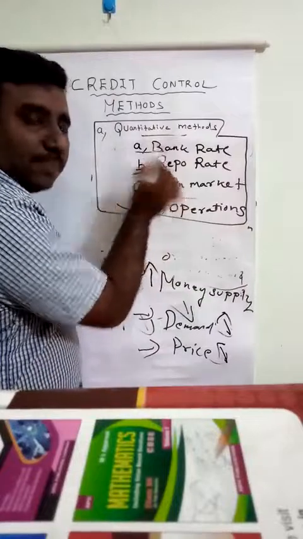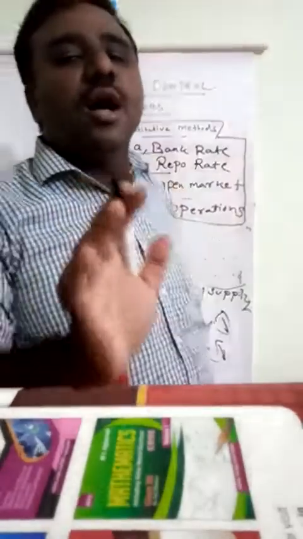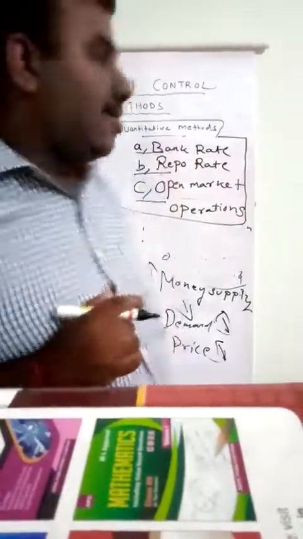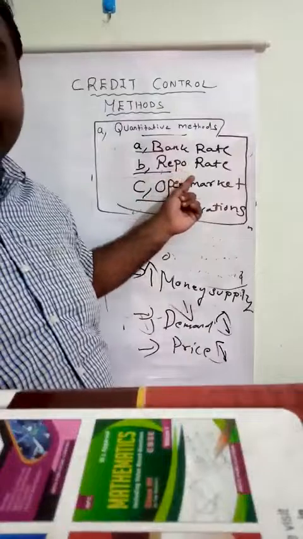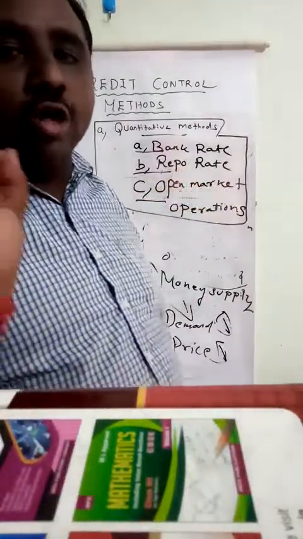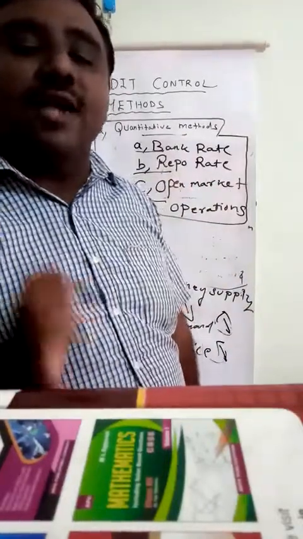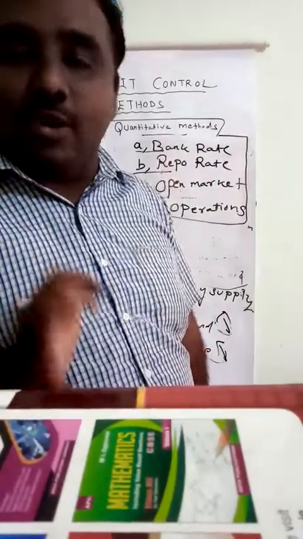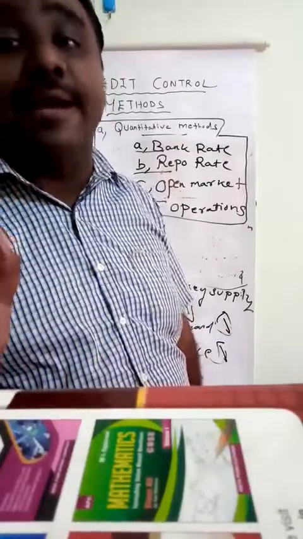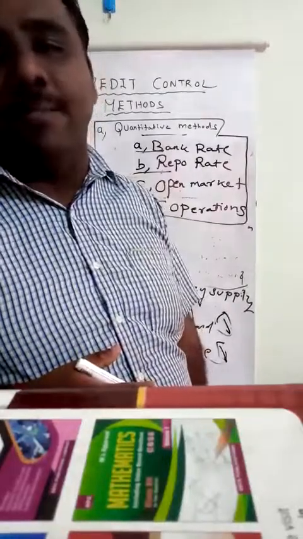So bank rate means what? Bank rate is the rate at which the central bank lends money to the commercial bank for long term needs. But repo rate means what? It is the rate at which the central bank lends money to the commercial bank for short term needs. And open market operation means what? Selling and buying of securities by the central bank from the public or from the commercial banks. It is known as open market operation.